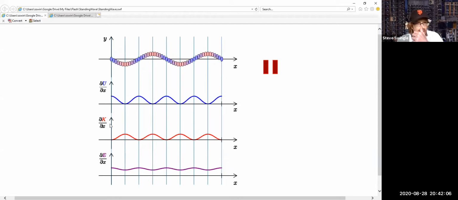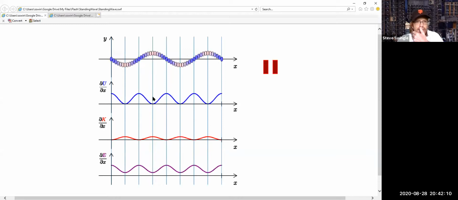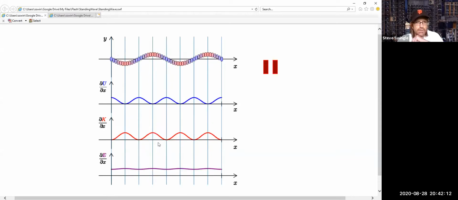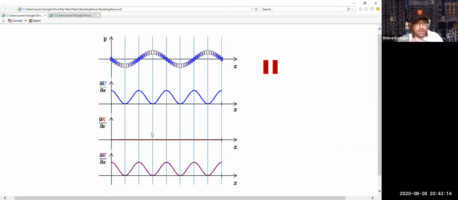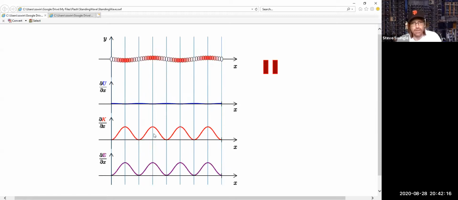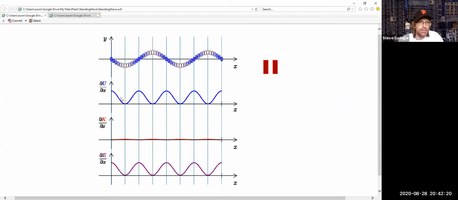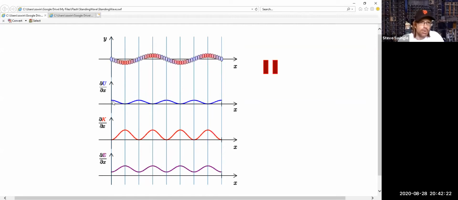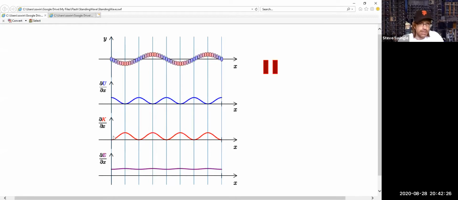And again, these 4 graphs are the same. One thing you can see about the graphs is that they're definitely out of sync. The potential and the kinetic are out of sync. When the potential goes to 0, the kinetic goes up to max, and vice versa. When the kinetic goes to 0, that's when the potential's at max. So they're out of sync. And then you can see that they're spatially out of sync. Where the potential is reaching its maximums, that's where the kinetic is always 0.